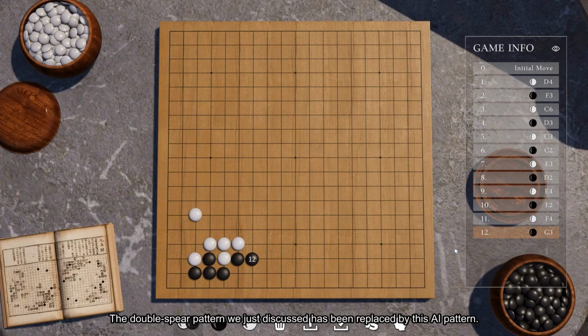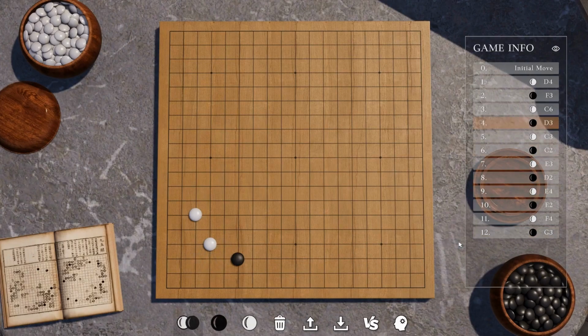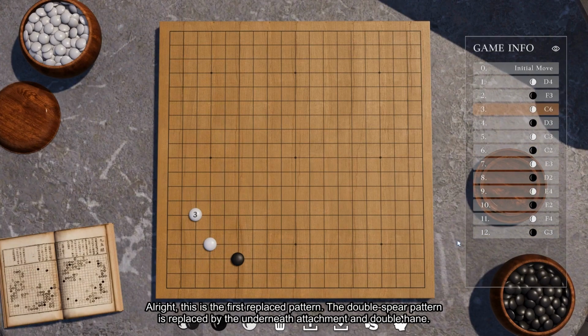The double spear pattern we just discussed has been replaced by this AI pattern. Alright, this is the first replaced pattern. The double spear pattern is replaced by the underneath attachment and double hang.